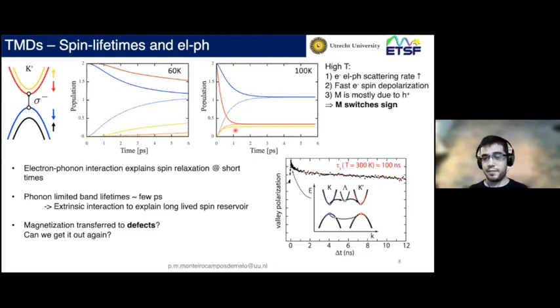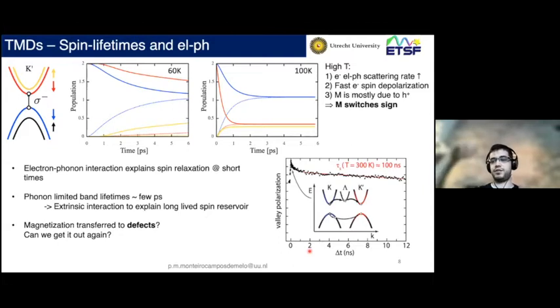And we were quite happy with this, but there was an issue: the electron-phonon interaction was only able to explain the spin relaxation mechanisms at short time scale. So all of this is happening in the picosecond scale, and the measurements were in the nanosecond scale. So we needed some extrinsic mechanism to arrive at these very long lifetimes.